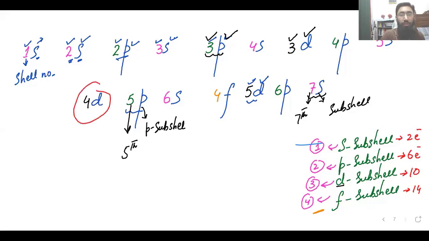Now, would you like to share with me in chat? What does 4D mean? Just any idea, whether right or wrong, just share. Very good, Bukhari. Very good, Ali. Yumna, you are right. 4D means D subshell belongs to fourth shell.